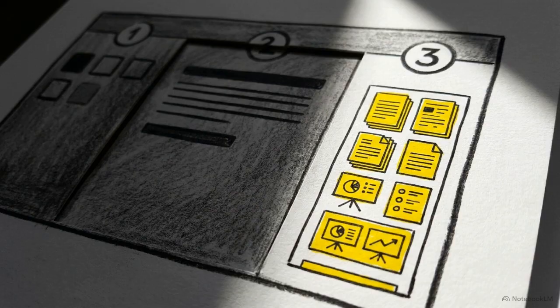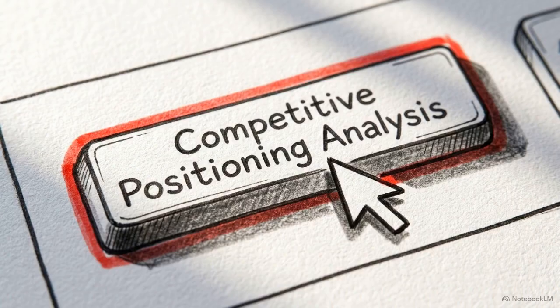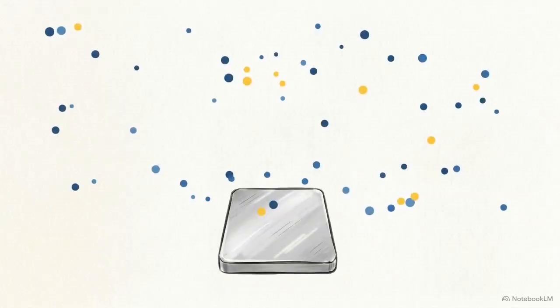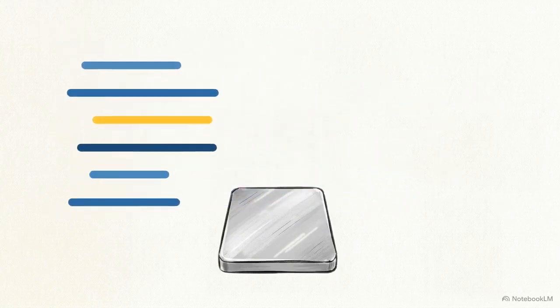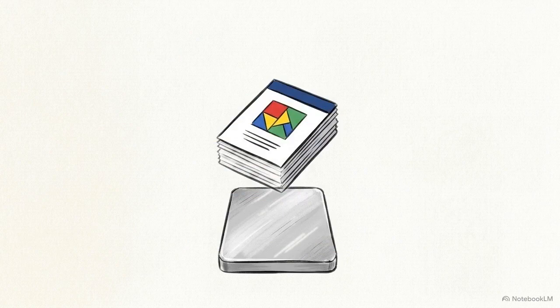With your data loaded and your lens configured, move to the right-hand column, the Studio panel. This is the engine for generating real-world deliverables. Avoid the generic default formats at the top. Instead, scroll down to the dynamic suggestions. Notebook LM has analyzed your sources and suggested formats based on your data, so select the Competitive Positioning Analysis. Within minutes, the tool organizes those scattered facts into a structured, multi-section briefing document. You now have your first deliverable.